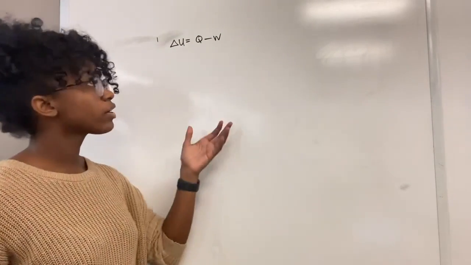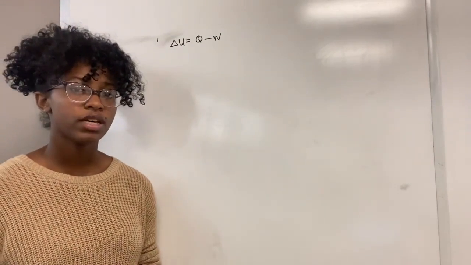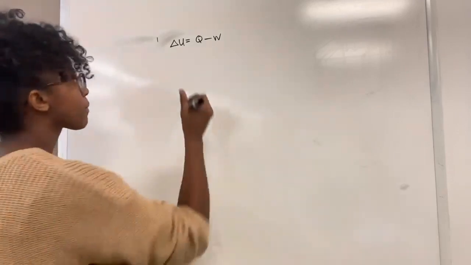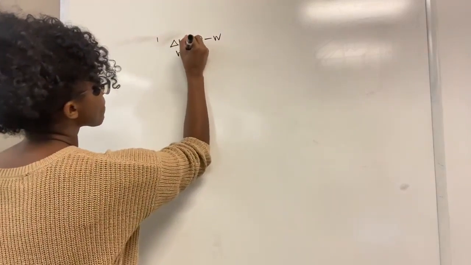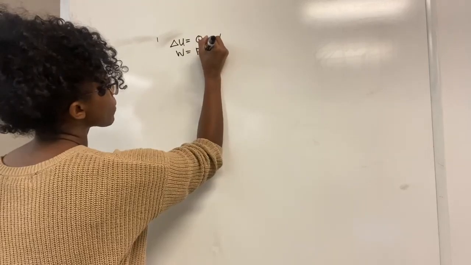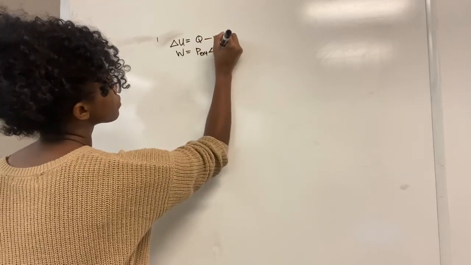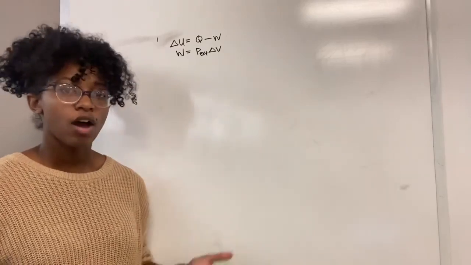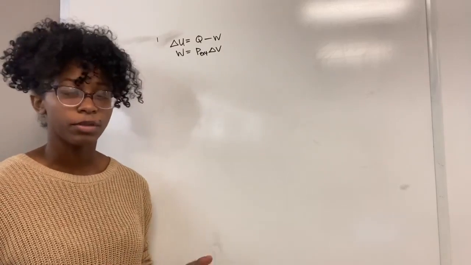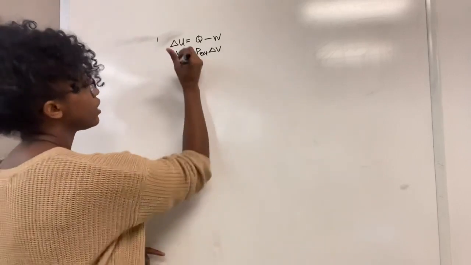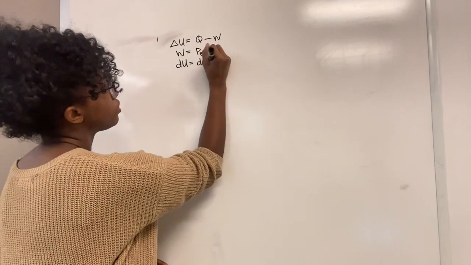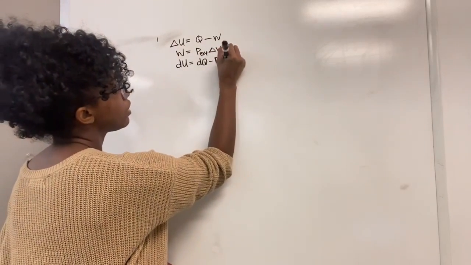Where the work is equal to the external pressure times the change in volume. So differentiating the first law of thermodynamics will give us dU is equal to dQ minus P dV.